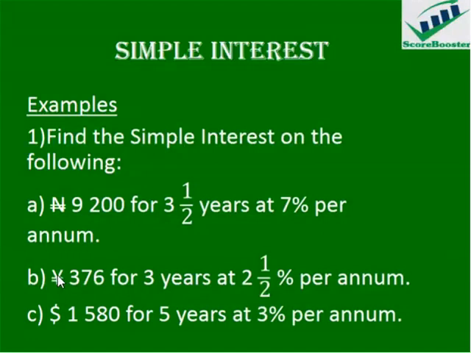The same thing applies to the second question: 376 yen for 3 years at 2.5% per annum. And the third one is $1,580 for 5 years at 3% per annum. So that's the first question.